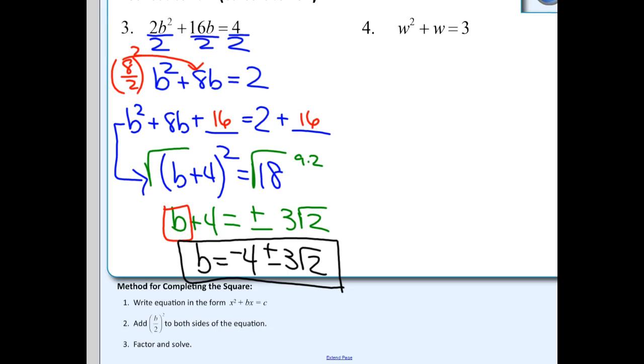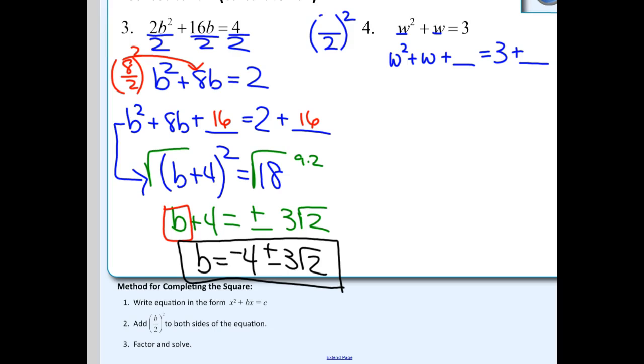Now, number 4. What happens if I throw in something like number 4? Well, it's in the right form. Quadratic term, linear term, constants on the other side. So we need to find c. We've got to complete the square. Now, let's look. It's b over 2 squared.